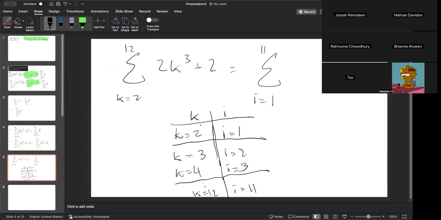So what's the relationship between k and i? Well, I think it's pretty clear that k is just i plus 1. Okay, so I'm going to use this fact that k is equal to i plus 1. I hope it's pretty clear because 1 plus 1 is 2, 2 plus 1 is 3, 3 plus 1 is 4. So k is equal to i plus 1. It's always 1 more than i. So now I'm going to use that fact. I'm just going to replace k with i plus 1.